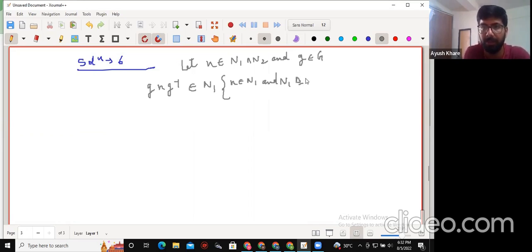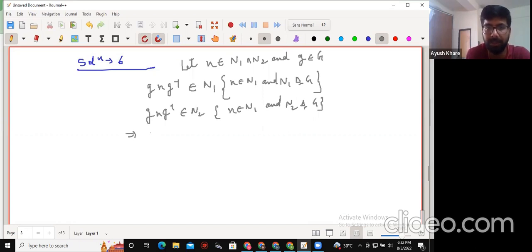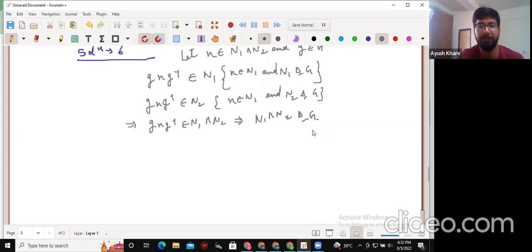N1 is normal in G. And the same thing you can say for N2 also. This belongs to N2 because again N belongs to N1 and N2 is normal in G. So combining these two, we can say that g and g inverse belong to N1 intersection N2, and hence N1 intersection N2 is normal in G.